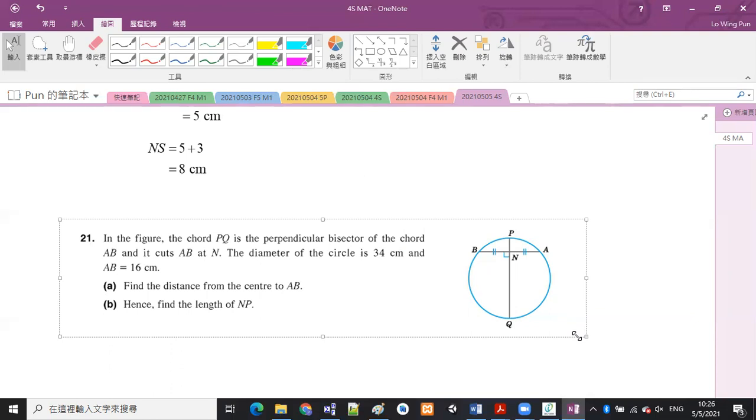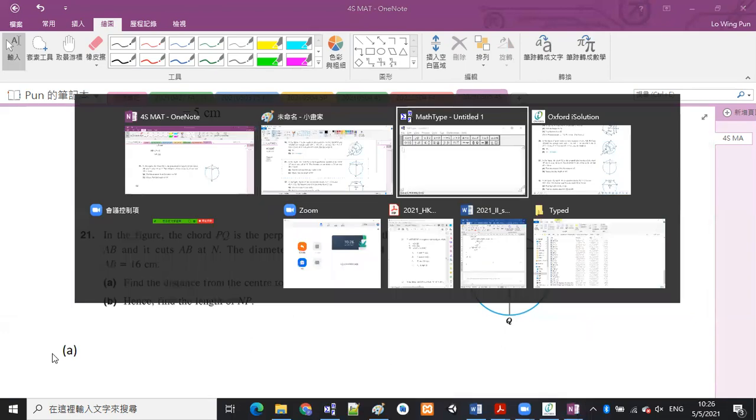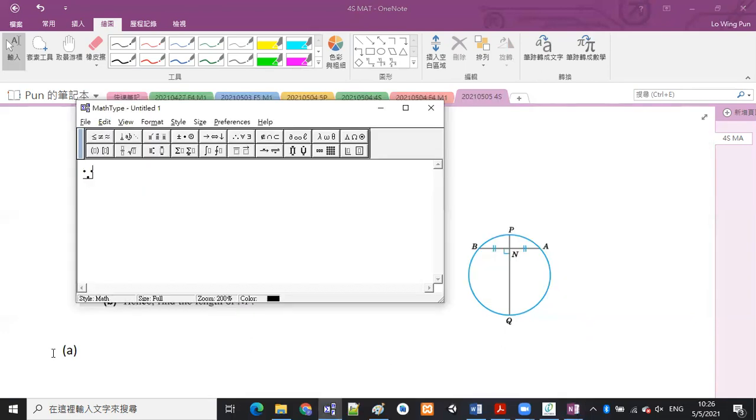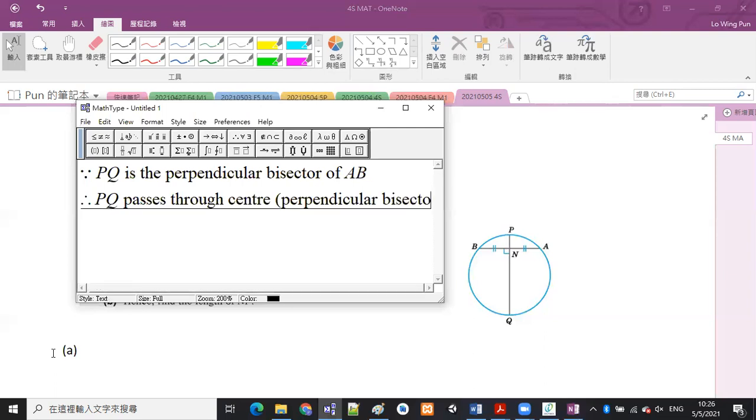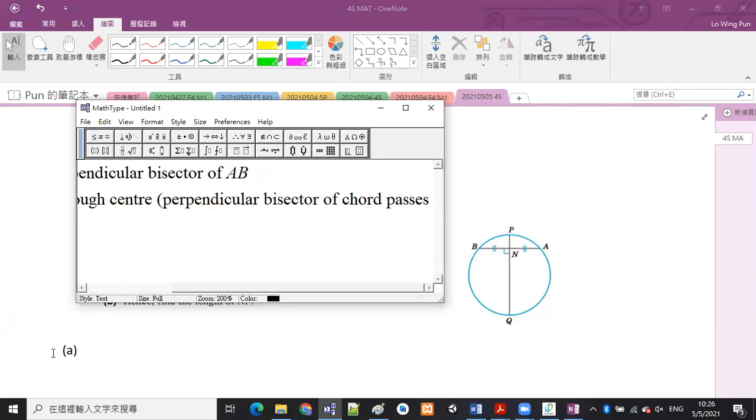Okay, 記唔記得呢度我哋有呢一個咁嘅 reason 嘅，即係咁啦。In part A, because PQ is the perpendicular bisector of AB, therefore PQ passes through the center. OK，咁呢個 reason 就係咁啦，perpendicular bisector of chord passes through center.